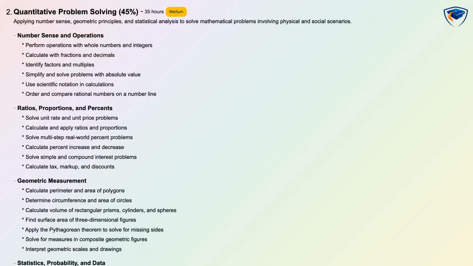Ratio, proportion, and percent topics teach unit rates and unit price problems, solving proportions, multi-step percent problems, percent increase and decrease, and simple and compound interest calculations including tax, markup, and discounts for everyday financial decisions. Geometric measurement covers perimeter, area, circumference, volume and surface area of solids, the Pythagorean theorem and composite figures, while statistics and probability include mean, median, mode, range, interpreting tables and graphs, analyzing scatter plots and histograms, calculating probabilities for independent and dependent events, and using basic counting techniques and permutations.